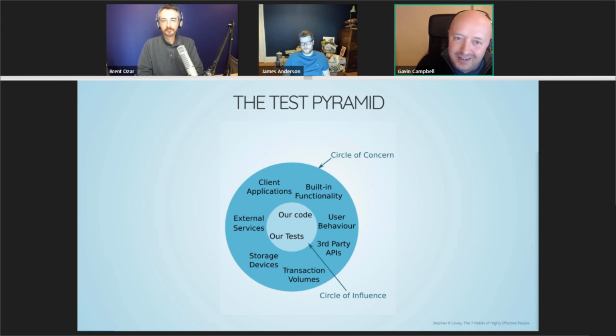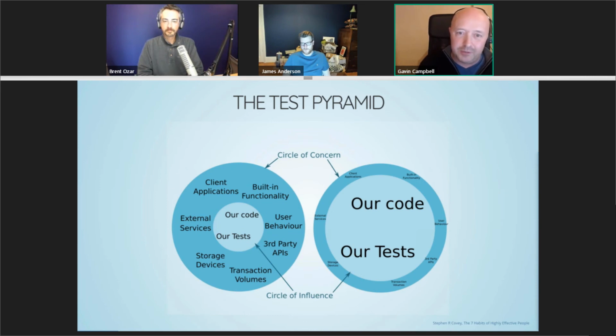And all these other things in the blue circle, the circle of concern, are all the things that can go wrong. Right. And so the idea in this chapter of the book is that effective people, and in our case, effective developers, try to maximize the size of this circle of influence, the things we can actually fix, compared to the things we have no control over.